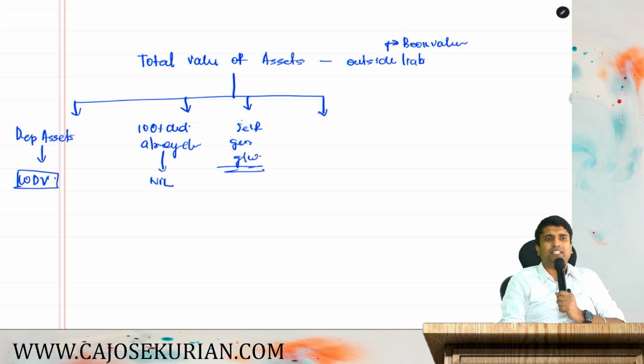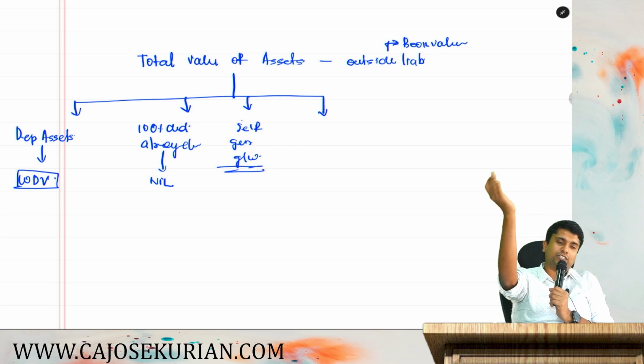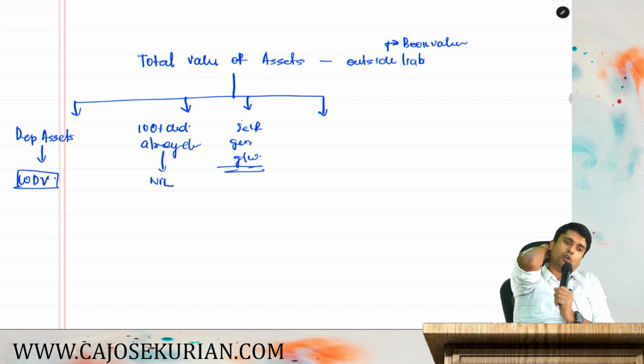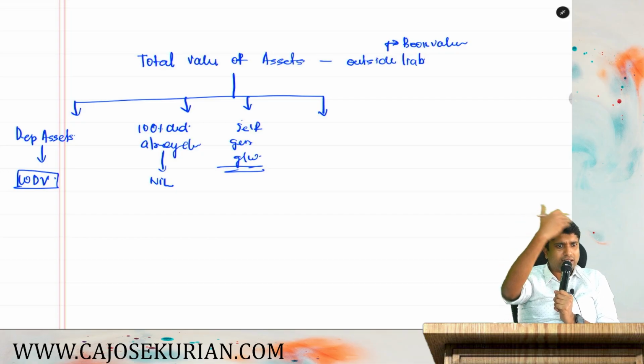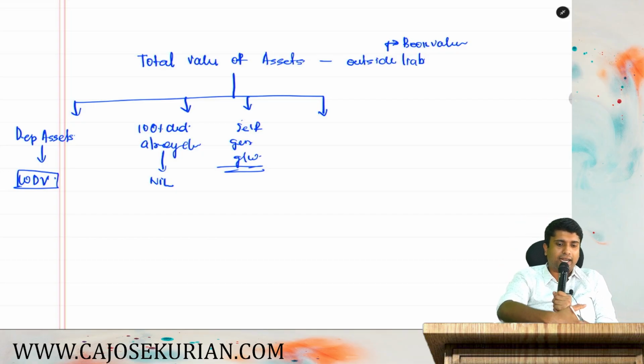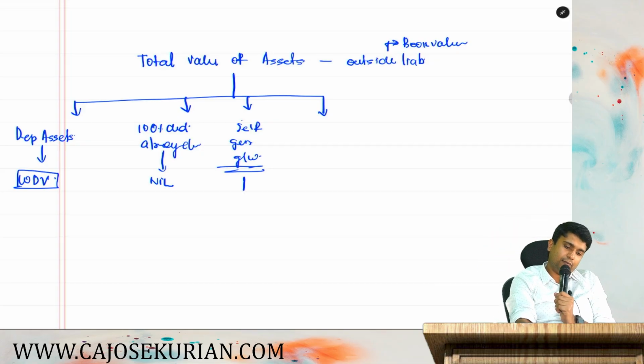Self-generated goodwill. What is self-generated goodwill? You yourself started a brand and you yourself promoted a goodwill. For that, you are not incurring any separate cost. You do good business, automatically you will be having that goodwill. So now you are doing good business, automatically you will get a better brand name. So self-generated goodwill, what would be the value? Nil value. It shouldn't be any value.